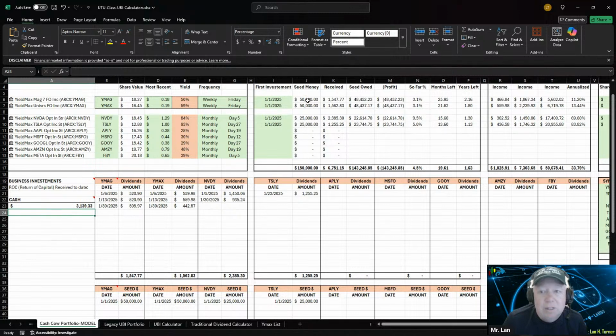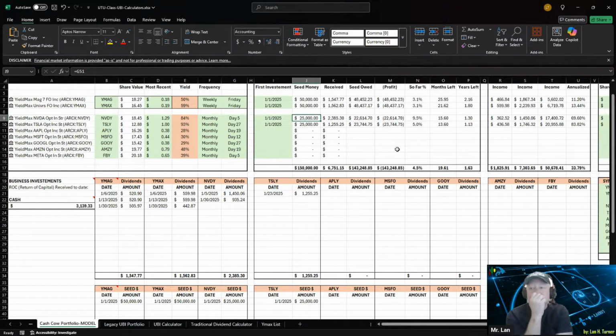So I reset it to 50,000, 50,000, 25,000, 25,000. And look at the payback. Years left: 1.13 on Tesla and 1.30 on NVIDIA. So it's going to take them 1.3 years, or 15 months, 15.6. It says 16 months to give us our $25,000 back. So we're going to double our money in 1.3 years.